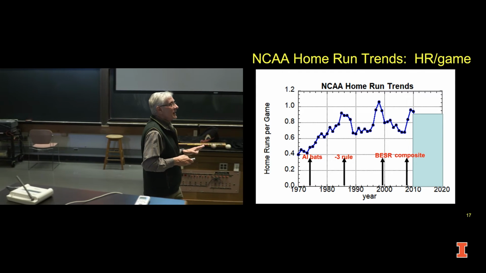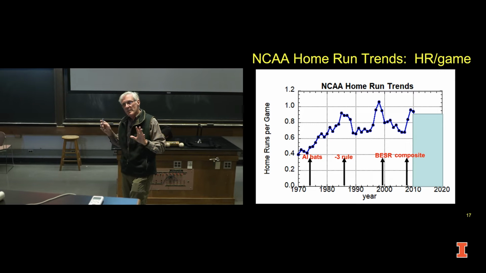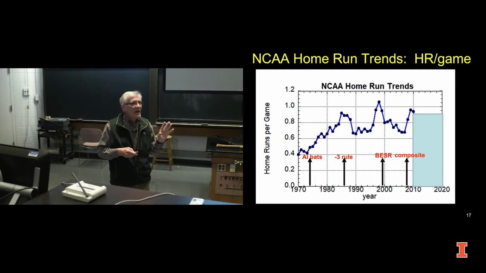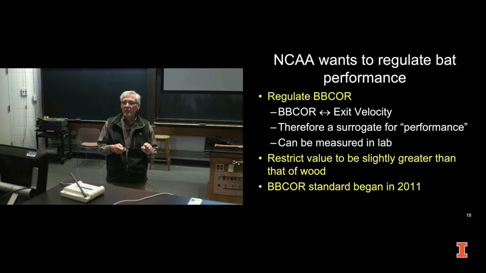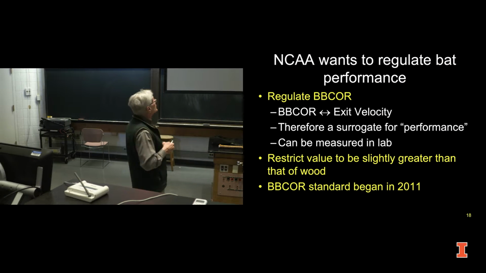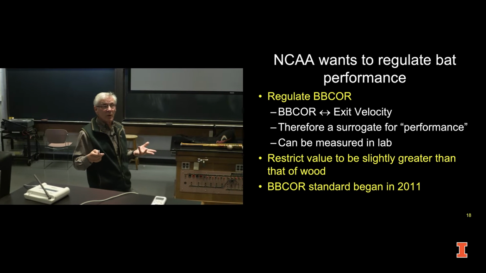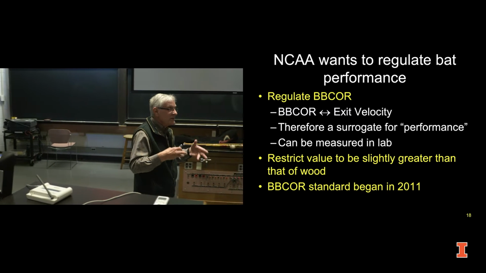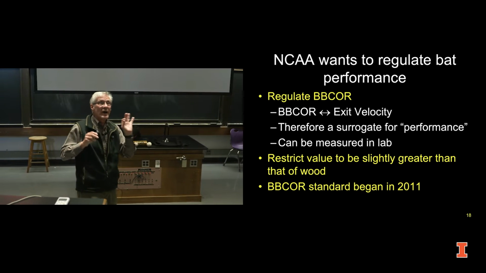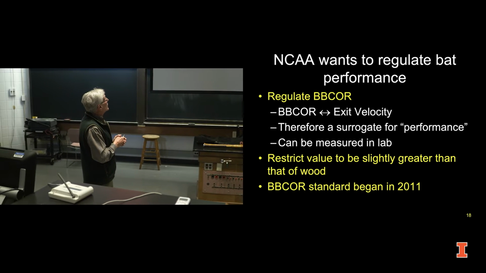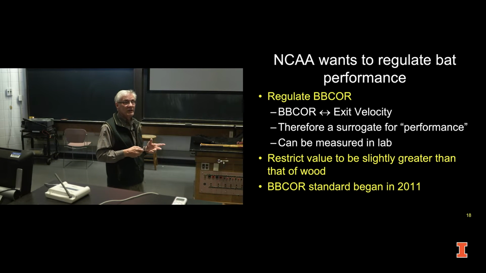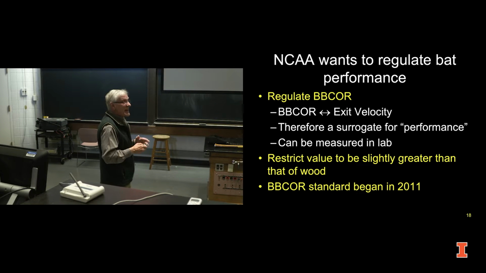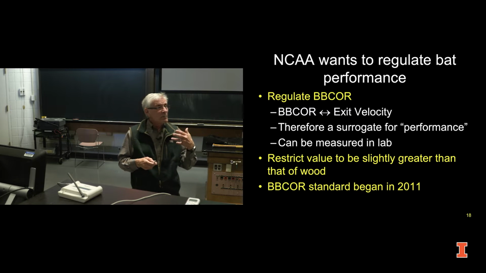So NCAA, their committee that I was on, recommended coming up with another method of regulating the performance of bats. And basically the idea is to regulate this quantity that I've told you about, the ball bat coefficient of restitution. Because that turns out to be, and this was sort of the key insight, a very useful surrogate for exit velocity. So if you want to regulate exit velocity, it suffices to regulate this ball bat coefficient of restitution. So it's a surrogate for performance, and it can be measured in the lab. So you can measure it in the lab.